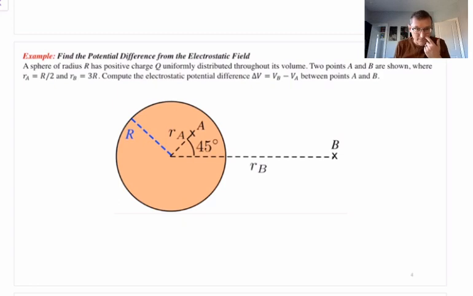And so here's the scenario. We have a sphere. It's got a radius big R. It has a positive charge big Q uniformly distributed throughout its volume. And it's represented in the sketch here below. Okay? That's an actual physical sphere that you could touch. It must be a non-conducting sphere because it has charge throughout its volume.